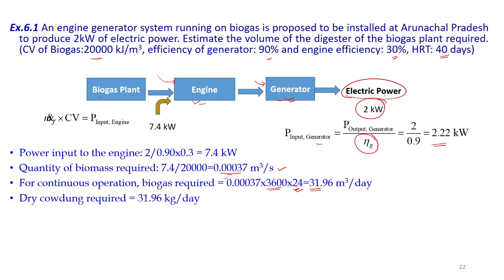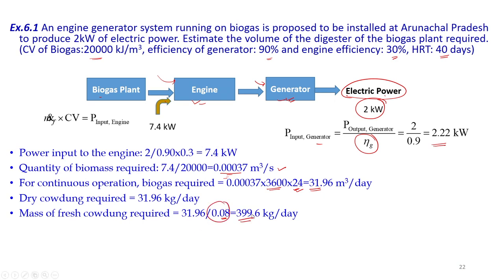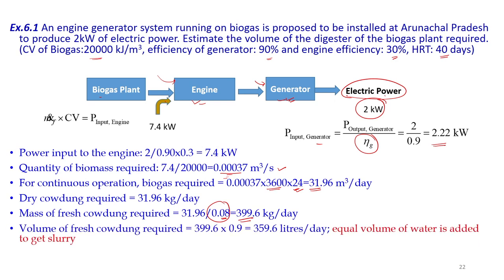So dry cow dung required will be 31.96 kg per day. So mass of fresh cow dung required will be 31.96 divided by 0.08. So this was discussed in the last slide. So this value need to be utilized. So it will be about 400 kg per day. And volume of the fresh cow dung will be 0.9. So it will be 399.6 multiplied by 0.9, which will be equal to 359.6 liter per day.